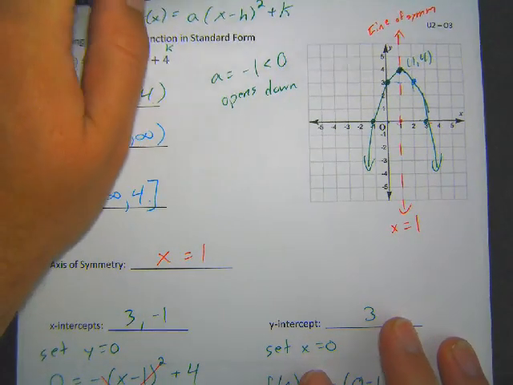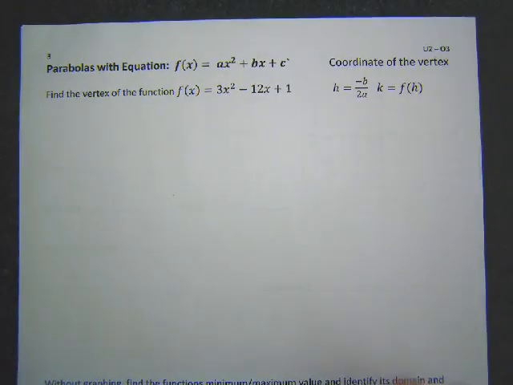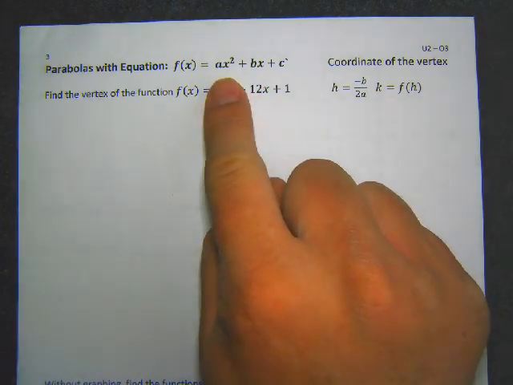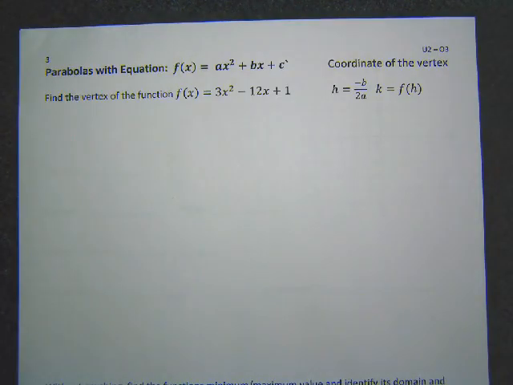So the rest of this section, we're going to talk about quadratics that are not in standard form. So what if your quadratic looks like this? It's just that typical ax squared plus bx plus c. Then what do you do? Well, there's a couple ways to do it. One way is you can actually write it in standard form, and if you really like completing the square, you can use that method.